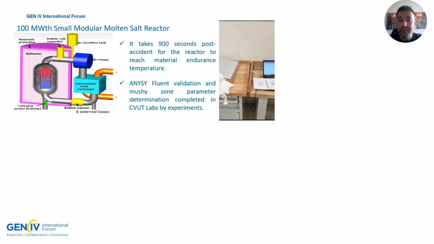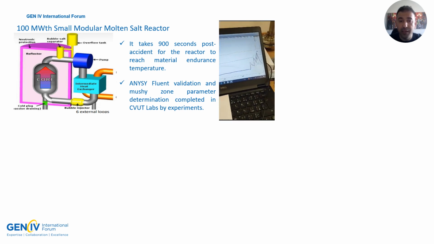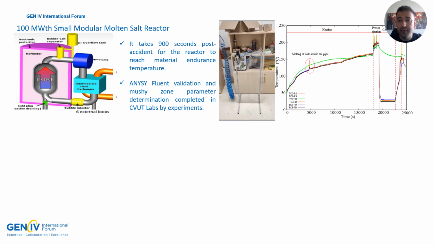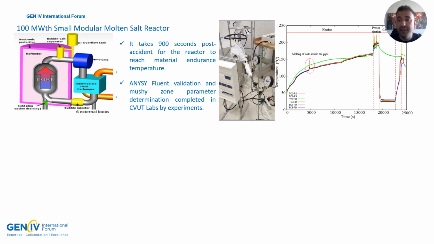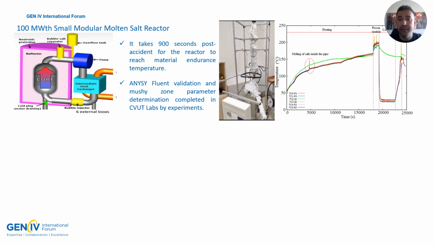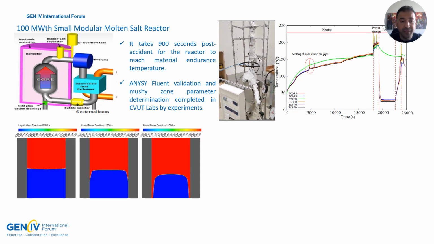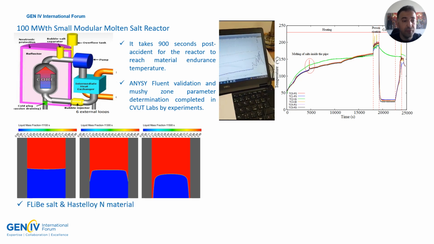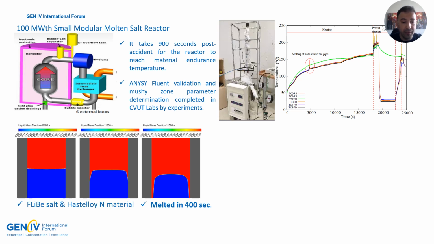We recorded all the data on our laptop, and finally we can see this graph we created, and we can understand melting time. We can calculate melting time from this graph. So secondly, we created our real model in ANSYS Fluent, and we calculated the real melting time. Of course, we used river salt and hospital and material, and melting time was 400 seconds.